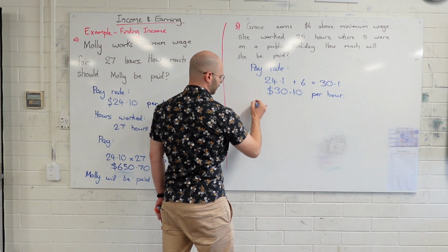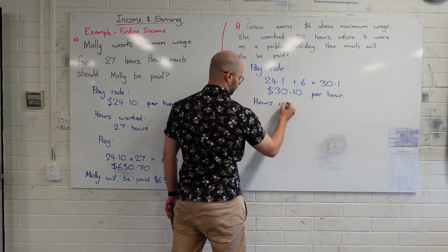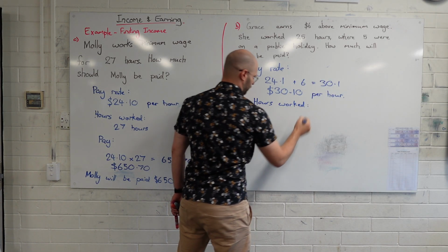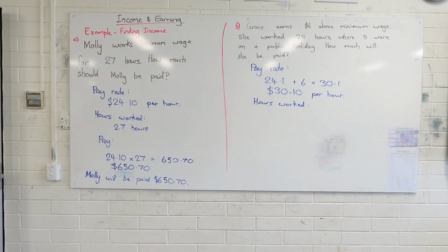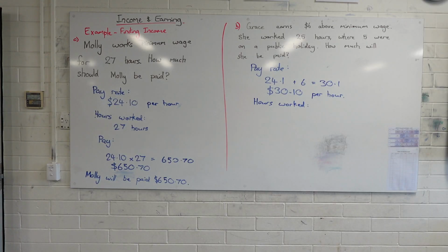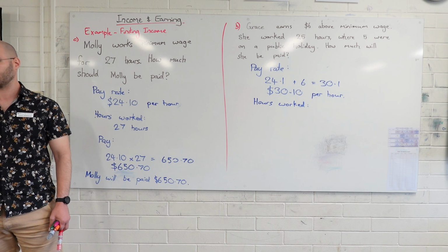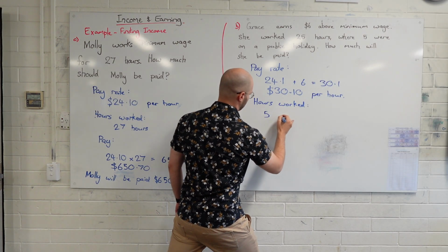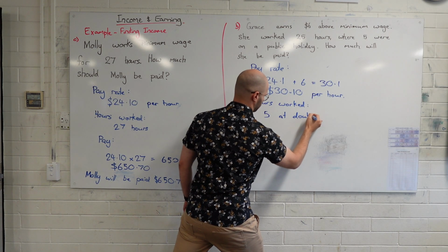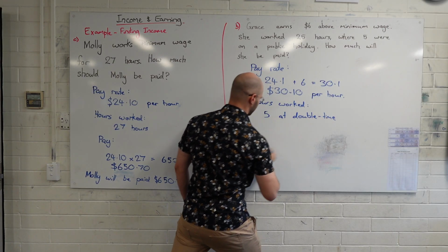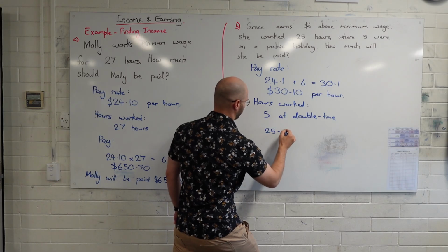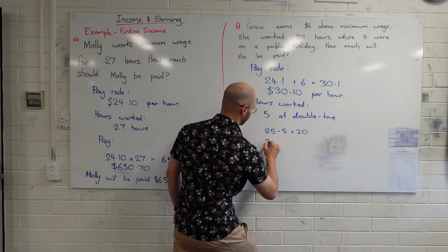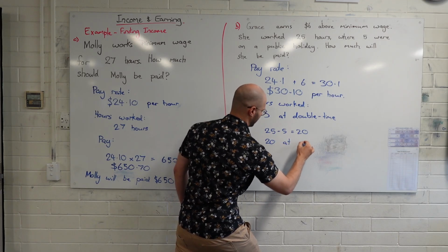Next, 25 hours. So it's going to be hours worked. Now, Grace worked 25 hours, but 5 of those hours were on a public holiday. How does the public holiday affect the pay rate? Yeah, they pay you double time. If it's on a holiday, you usually get your pay rate multiplied by 2. So it's going to be 5 hours at double time. And therefore it's going to be 25, take 5, equals 20. That's 20 hours at regular rate.